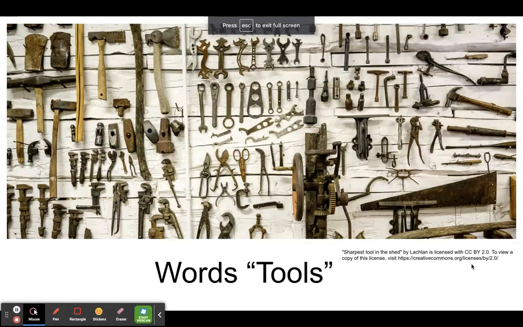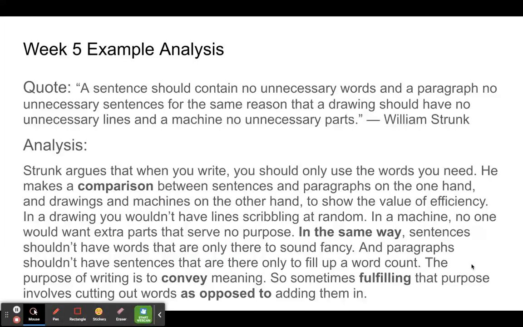Hello, writers. Let's take a look at some tools that you can use in your analysis. Example analysis for week 5.